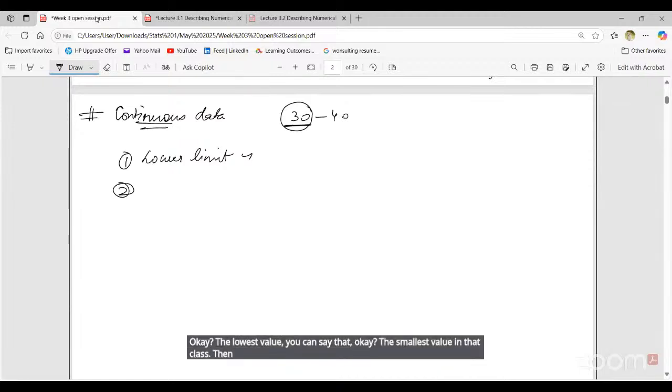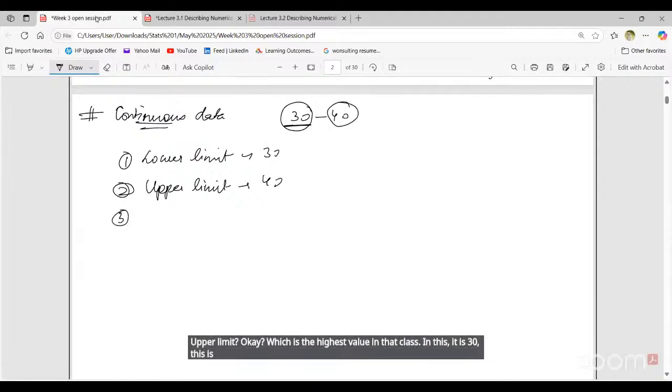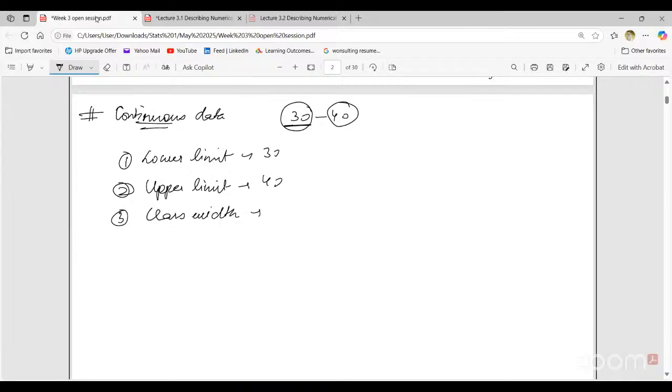Then we have the upper limit, which is the highest value in that class. In this it is 30, this is 40. Now we have the class width. Okay, what is the class width? The difference between the upper and lower limit.